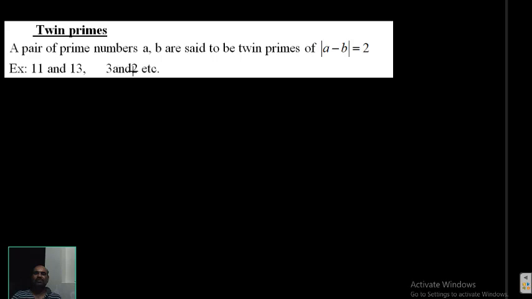3, 2. 3 minus 2. 3 and 2 are not twin primes. No, the difference of 3 and 2 is not 2. So what they have given is wrong; this one I will correct. This is not correct. Okay, 11, 13 and also 5 and 3 are twin primes, because mod of 5 minus 3 equals 2. Like that we will get infinitely many twin primes.